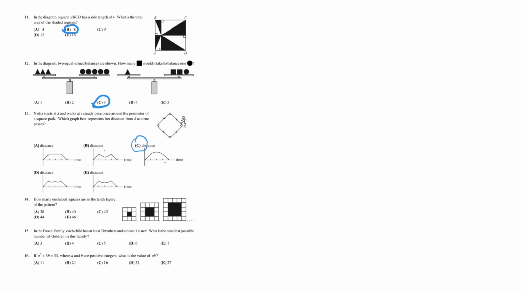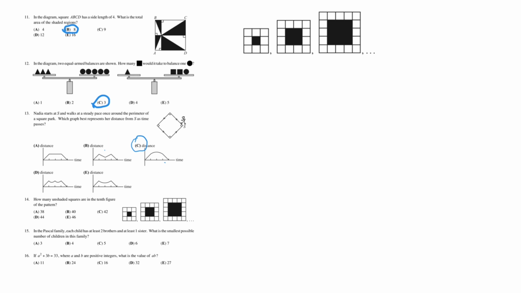Number 14. How many unshaded squares are in the 10th figure of the pattern? This is the first figure, second figure, third figure, and then the pattern continues. In the first figure, the total is 3 times 3 minus 1. The second is 4 times 4, 4 squared, minus the middle, which is 2 by 2, so 2 squared. In figure 3, that's 5 squared minus 3 squared. In figure 1, the total is 3 by 3.